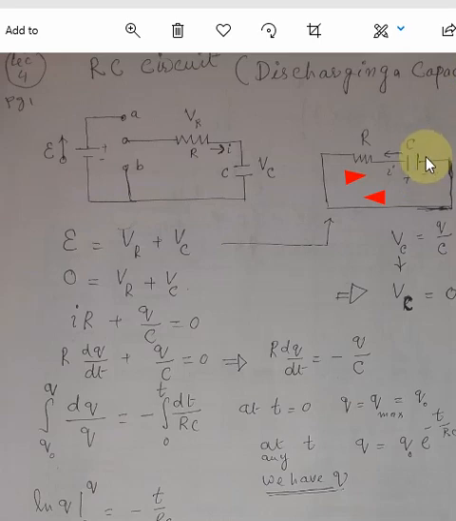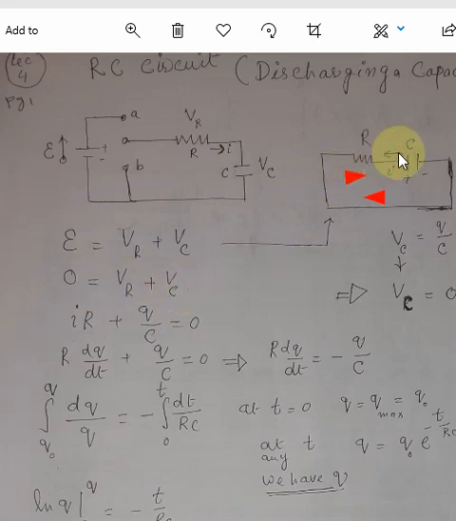We are crossing or traversing this capacitor in this direction. We are going from the lower potential to the higher potential, so Vc will be positive, but the resistor is being traversed in the direction of current, so here the voltage drop will be negative. So Vc minus Vr would be equal to 0, and this will give us Vc exactly equal to Vr.